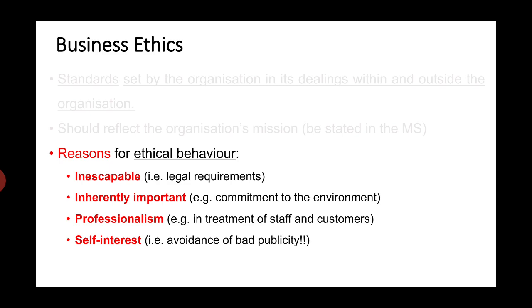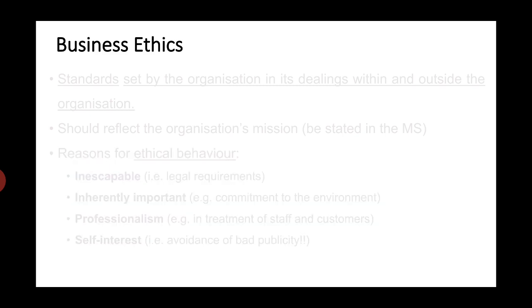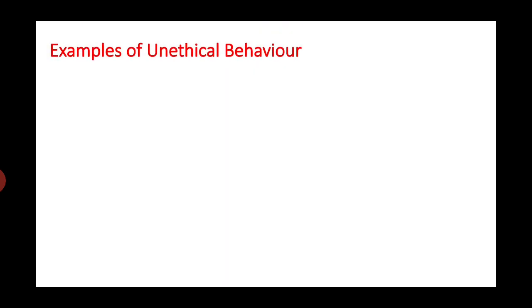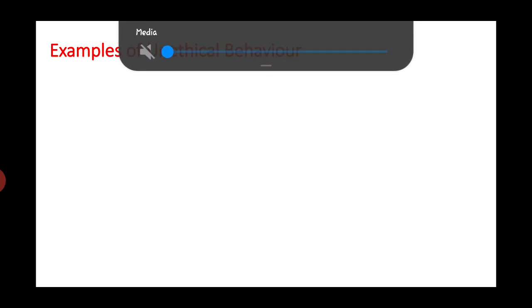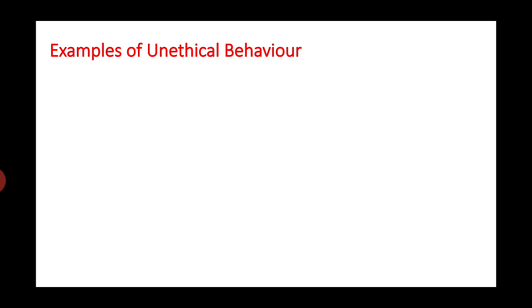Let us move to the other examples of unethical behavior. What we mentioned earlier can be examples of unethical behavior, and here we have other examples of unethical behavior. Bullying and harassment of staff.